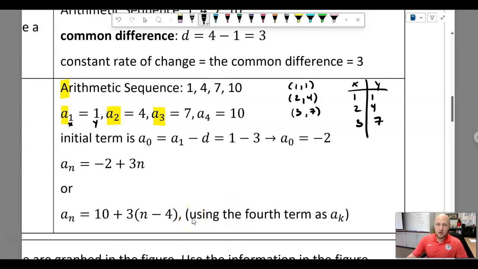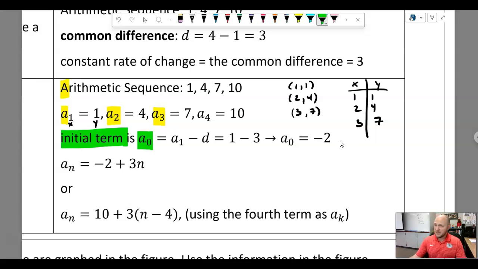Now, one term in sequences that is not given is what is called the initial term, or a sub 0, or what we call a naught, an initial value. How we find this is you usually have to go backwards, in the opposite direction. In this case, since we are adding 3, we have to subtract 3. So our 0th term, a sub 0, would be negative 2. That's your initial value, okay?